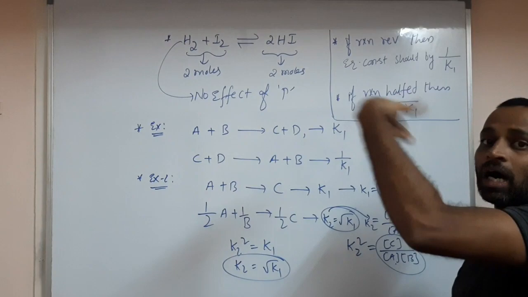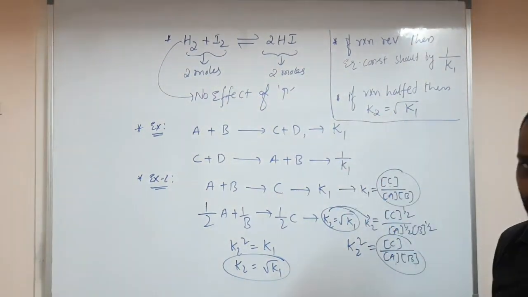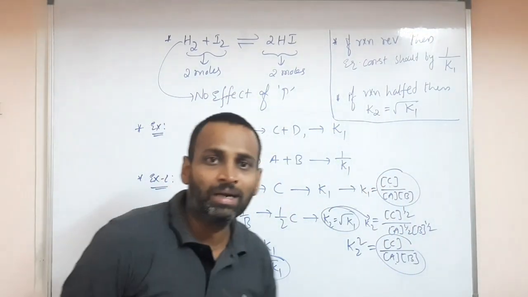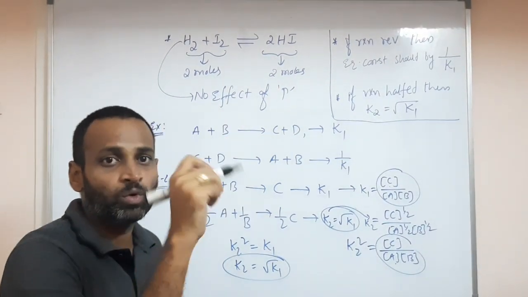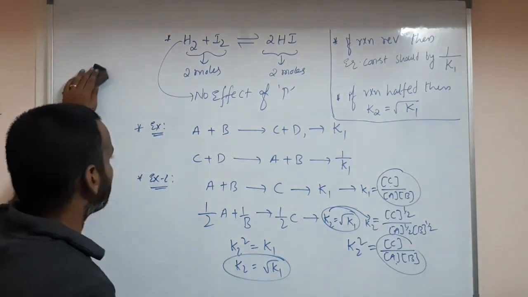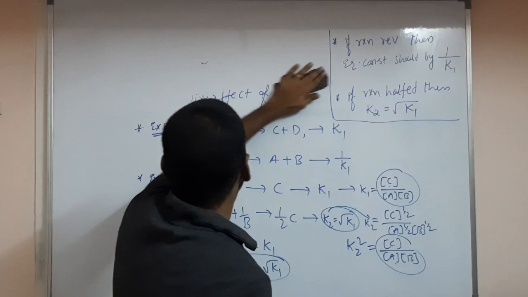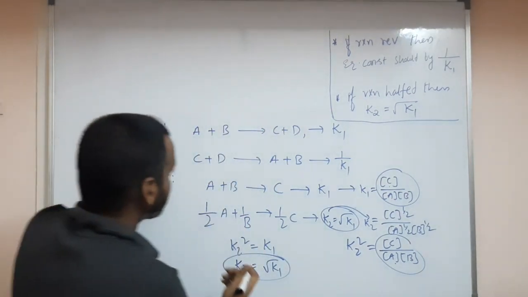K2, after halving the reaction, is the new equilibrium constant. They'll ask questions like this, very very important. If the reaction is multiplied by some number, then you have to take that number as the power. With whatever number you multiply, you take it as the power. Very very important, please write it down. And when there is no effect of pressure, as I told you, please note it down.